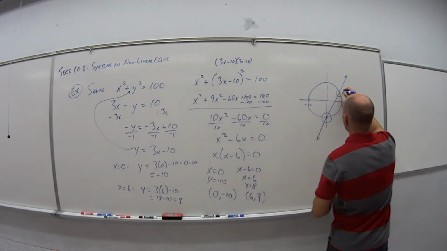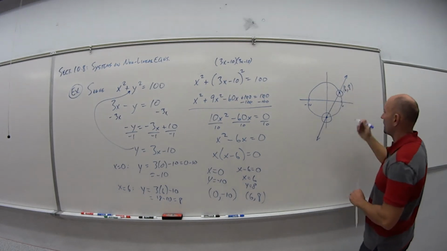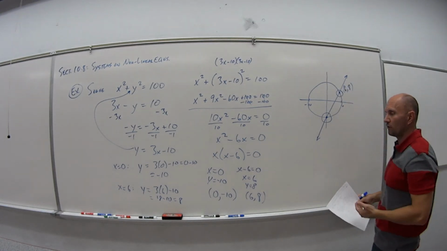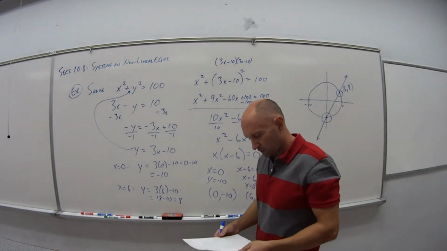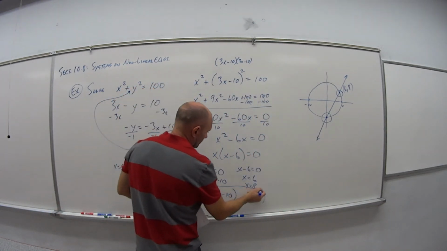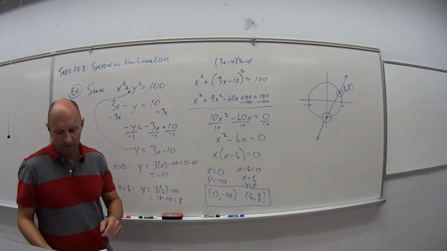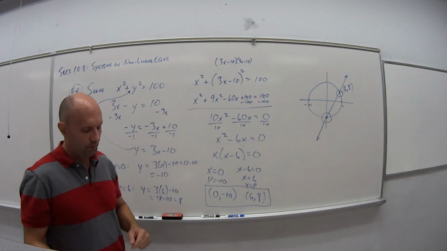Which means this point here is equal to (6, 8). So it kind of makes sense. That puts me in the first quadrant, which is where I should have expected my answer to be. So those are my two solutions. (0, negative 10) is a solution to this system, and (6, 8) is a solution to this system.